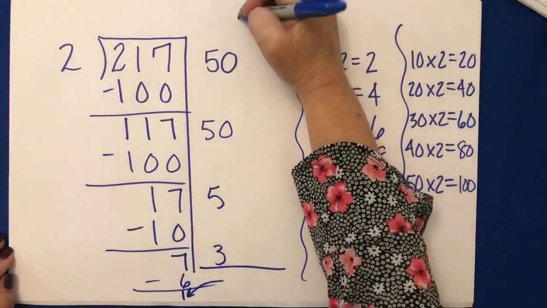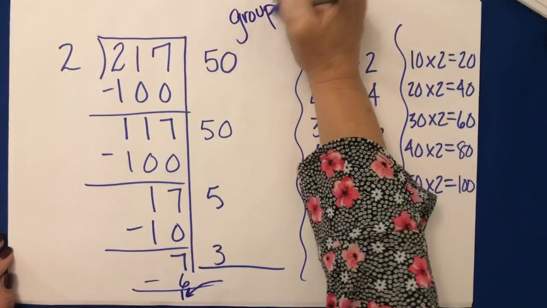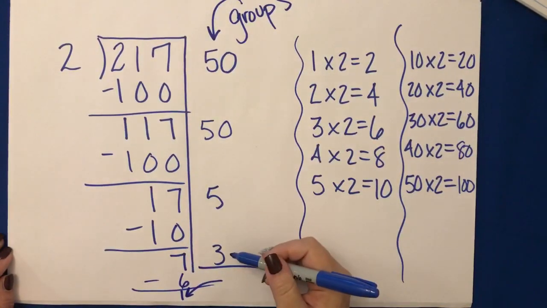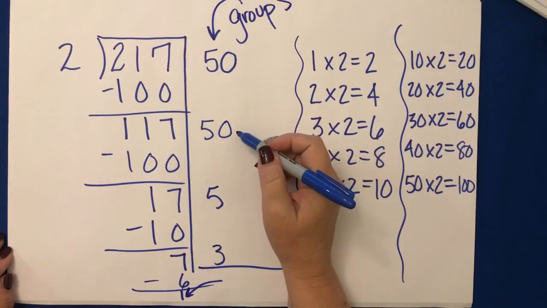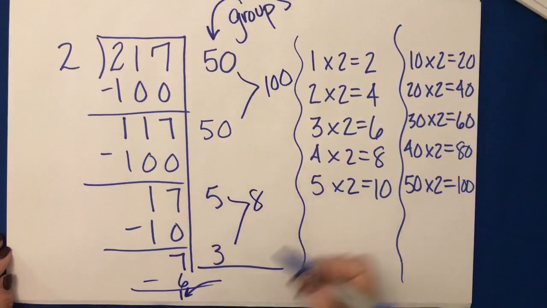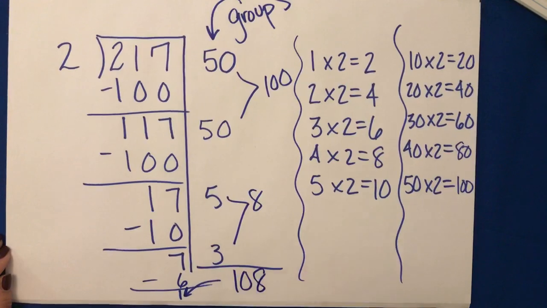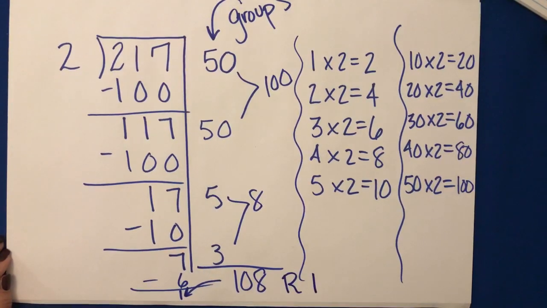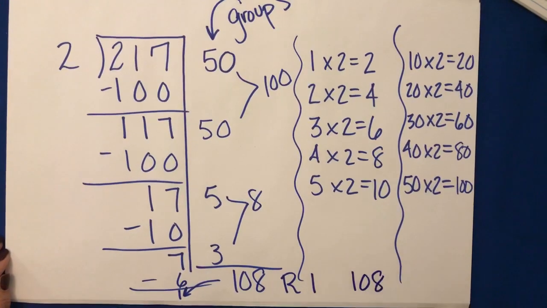So over here, these are all of our groups of 2 that we've taken out. And all we have to do is just add these up. So 50 and 50, that makes 100. Plus, we have 5 and 3 is 8. So we have 108. Dulce, looks like you were right. And then we still have a remainder of 1. So we can write it like this. Or another way some people will write it is as a fraction.